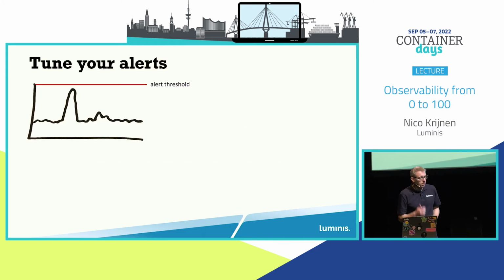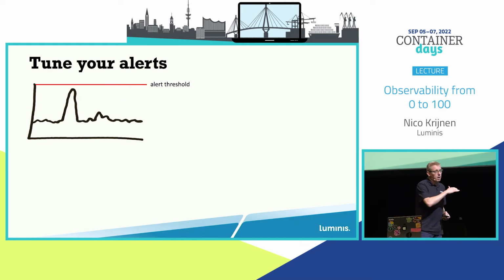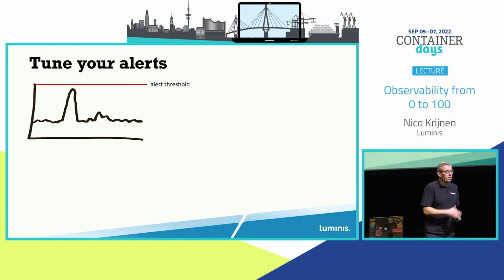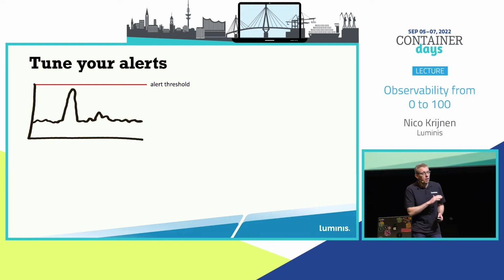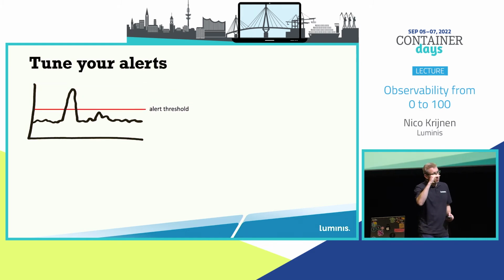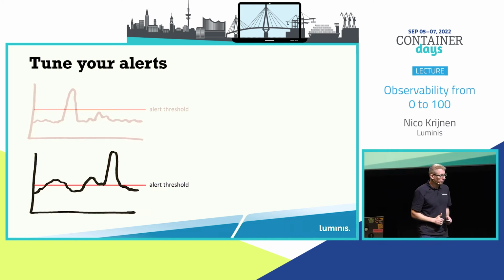But when you have alerts, it's important that you tune them. So if you have an alert and you put a certain threshold on it, and this is the kind of behavior you're seeing, there's actually something going wrong there, but it's not catching it, right? Because the threshold is just a little bit too high. So what you have to do there is adjust the threshold to be low enough to catch the things that are going wrong and ignore all the rest.